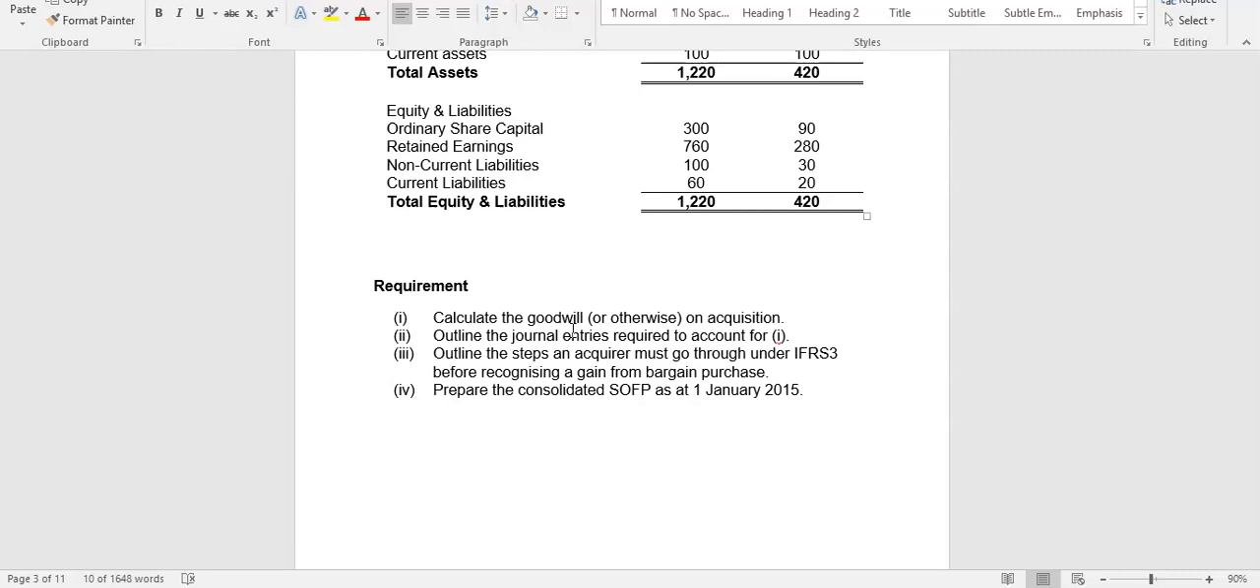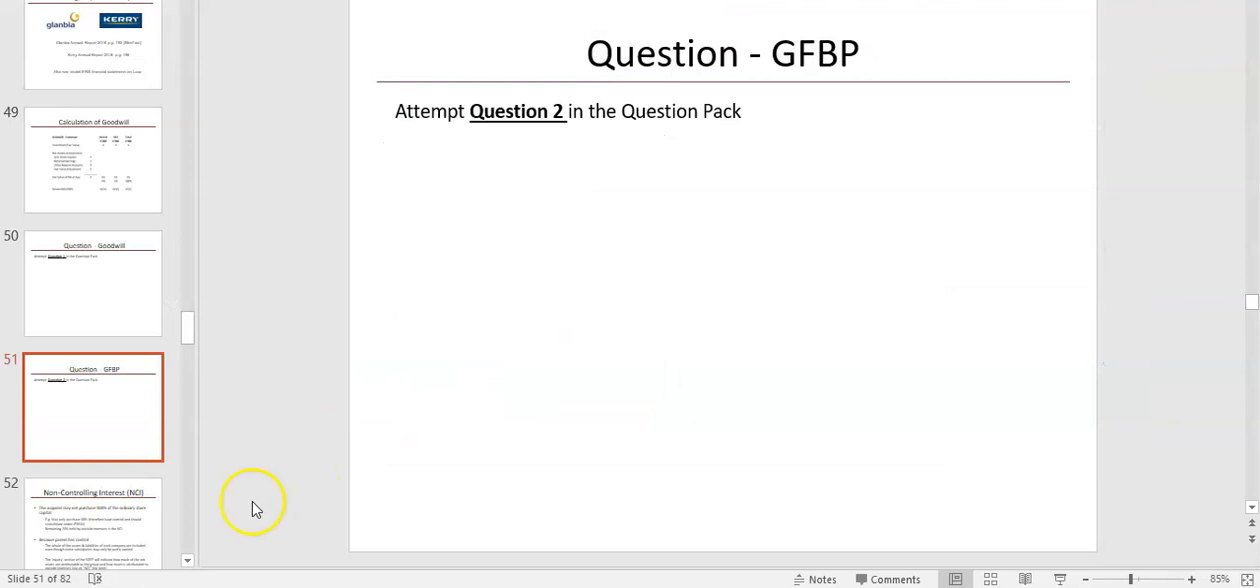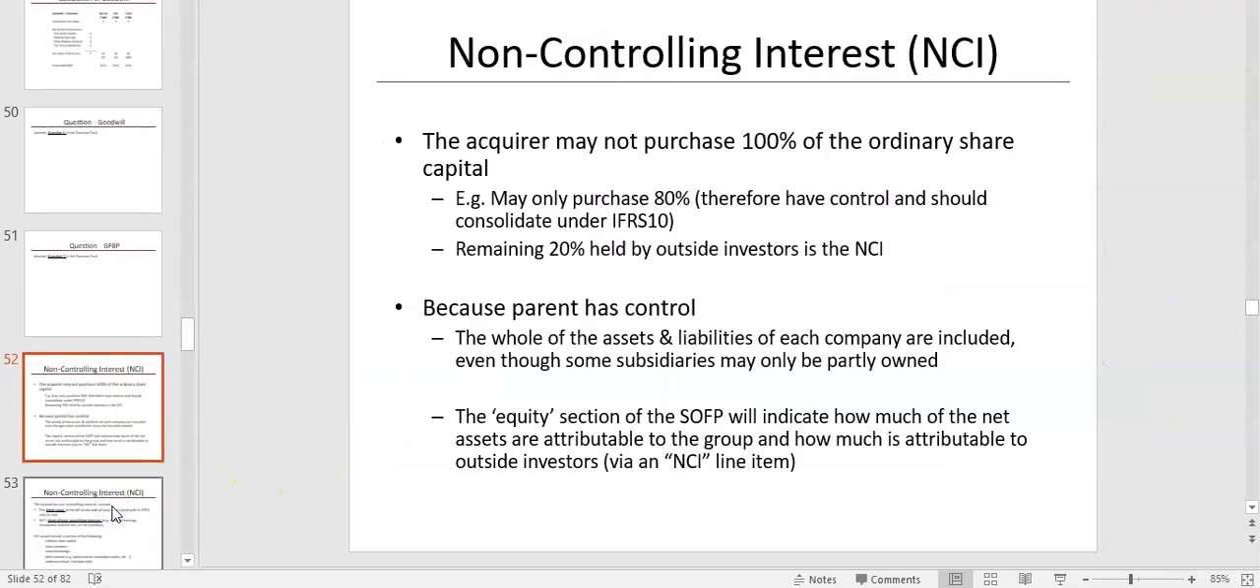And what we're going to move on to now is we're going to complicate things slightly by saying, well, if we don't acquire 100% of the subsidiary, how do we deal with a non-controlling interest? And after that, we'll deal with fair value adjustments, and we deal with what happens after the acquisition date, which we call the post-acquisition period.